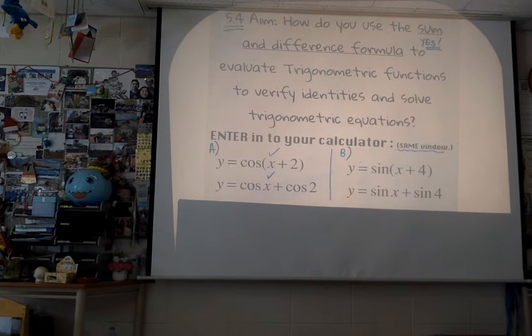You're kind of adding them together, right? Cosine of 2 radians and a cosine of x. I wonder what that graph looks like. Okay, graph those. I'll give you a minute. Okay, stop the video.